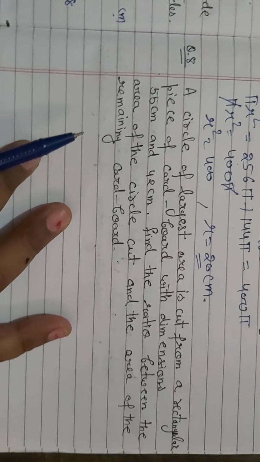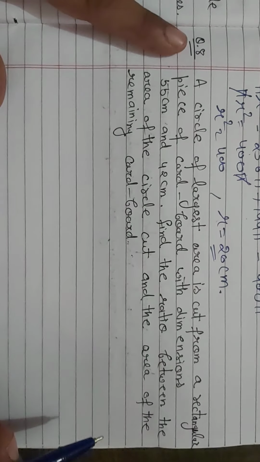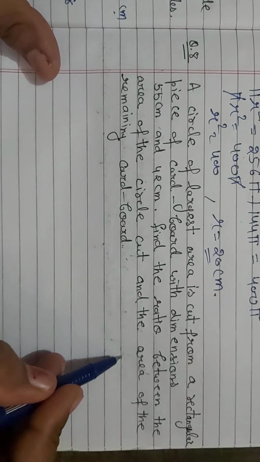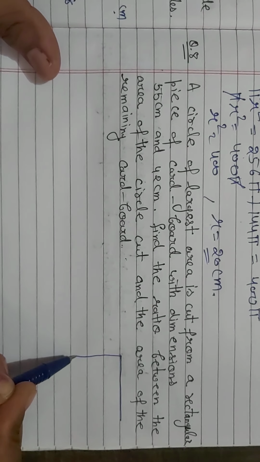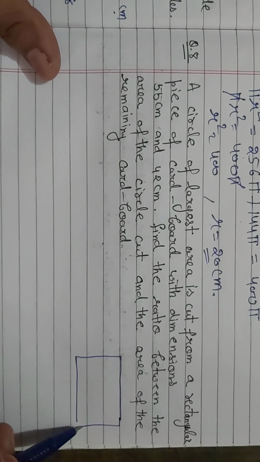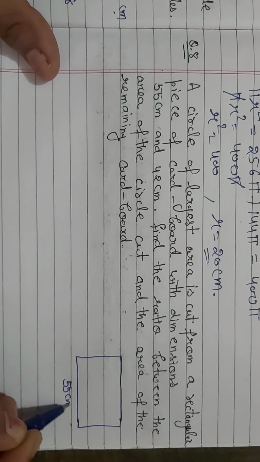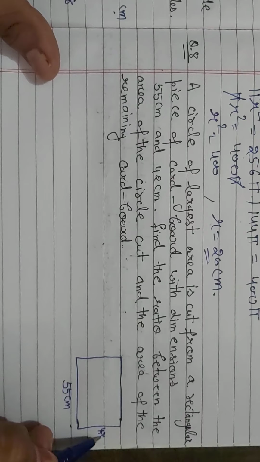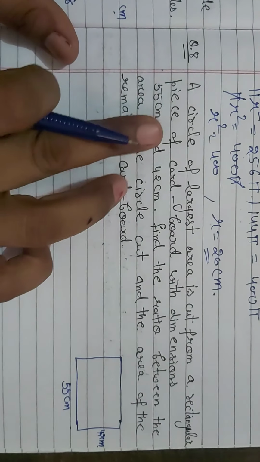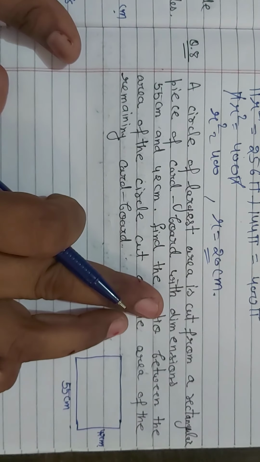First we make a figure of this question. We have a cardboard in the shape of a rectangle. Let this be a cardboard in the shape of a rectangle. This is the length and breadth. Length is 55 centimeter and breadth is 42 centimeter. Okay. A circle of largest area is cut from it.